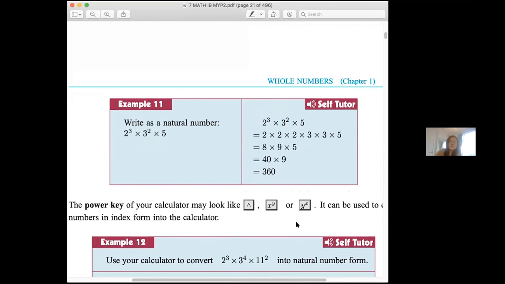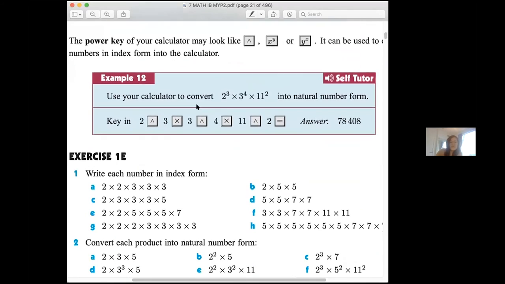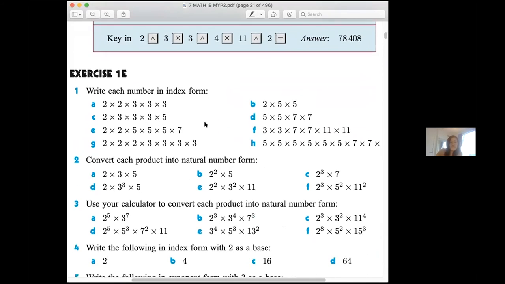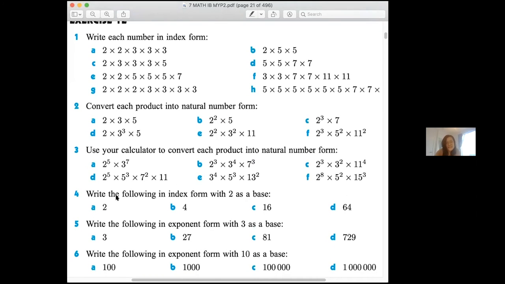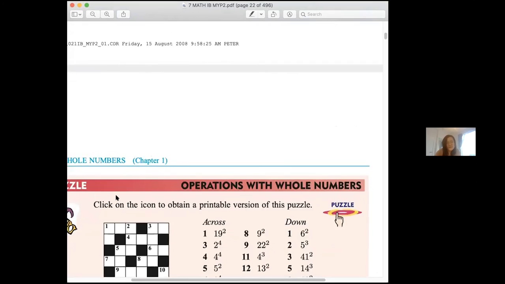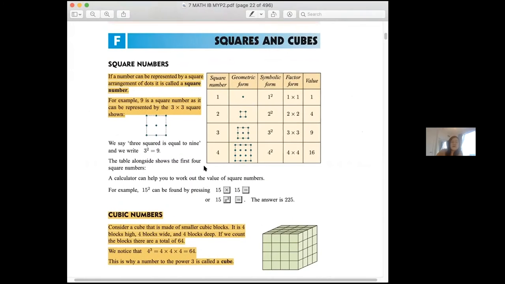Okay, we'll skip this one because I don't know if you have a calculator with you or not. So we'll skip this. Most of the questions are calculator-free questions, only if it says so in the questions. So let's see.